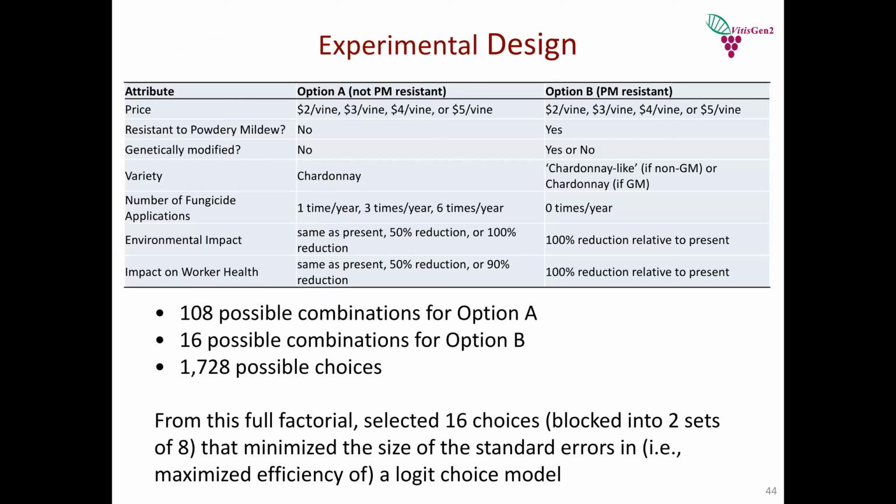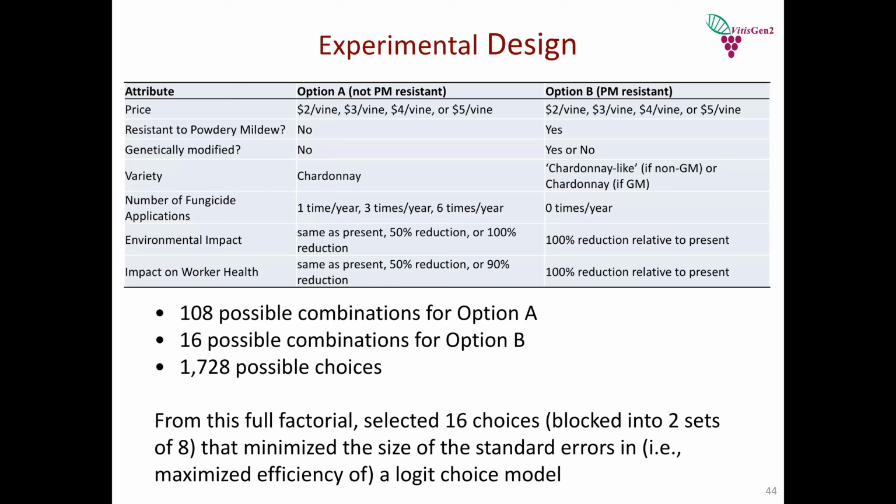So we had producers choose between option A, which was a variety not resistant to powdery mildew, and option B, a variety resistant to powdery mildew. There were multiple combinations of price per vine and powdery mildew resistance. Option A was always no, and option B was always yes. Genetic modification, even though it's not used to produce grapes, we included to look at producer acceptance of genetic modification as a way to breed grapes.